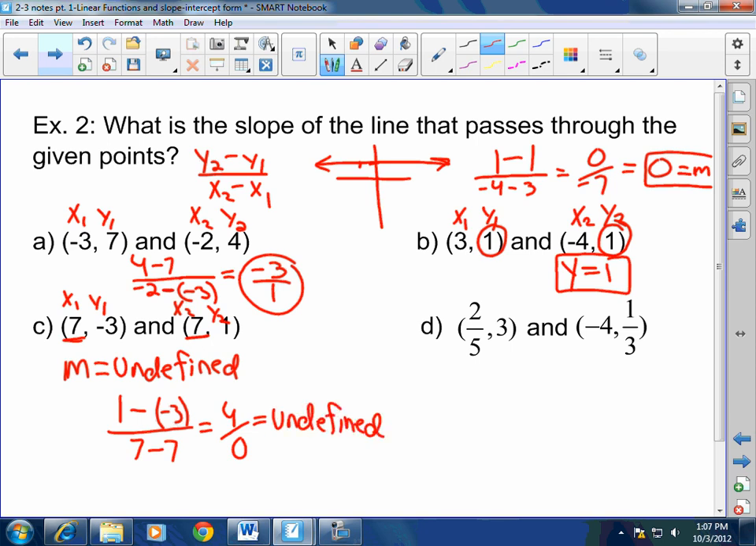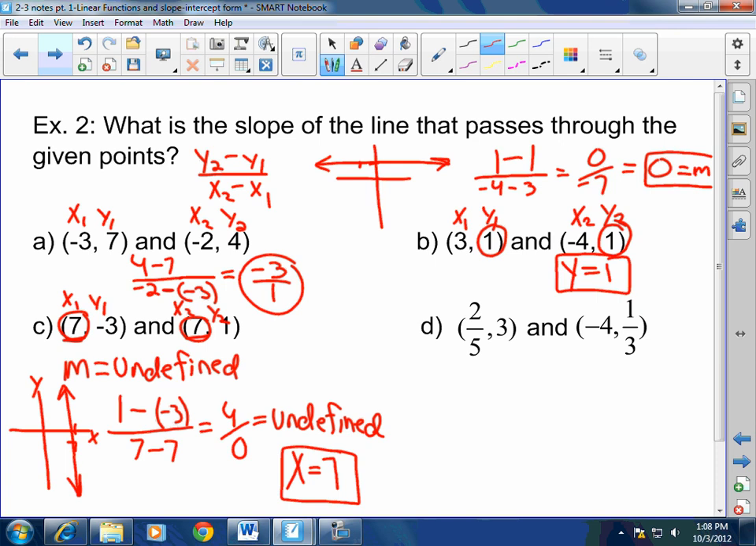Whenever you have a slope that is undefined, you can immediately go to the equation as well. Since the x's are the same, what's happening here on this graph is that here at the 7, I have a straight line going down. Whenever I have an undefined slope like that, I can immediately say that the equation for this is x equals the value of the repeated x.